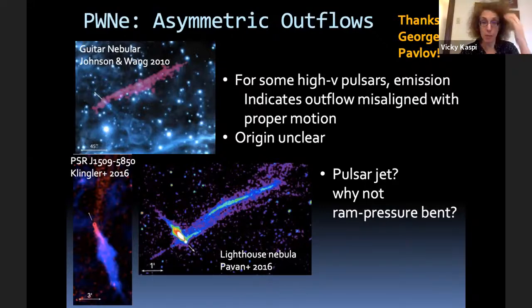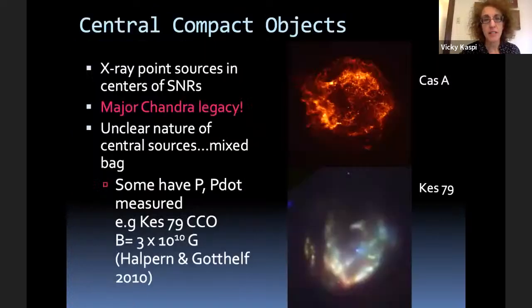Perhaps it could be related to the pulsar jet, but you might think it ought to be shaped a little bit by ram pressure as well. There are other cases where you can see X-ray emission that is misaligned with the proper motion, again, from this 1509-5850 observation, and the Lighthouse Nebula, another spectacular one where the proper motion is down here and you see this totally misaligned outflow. It's a big puzzle, and it's not quite time domain in the sense that these are there, but following it, seeing the proper motion, seeing if it evolves with time, I think could be very telling.